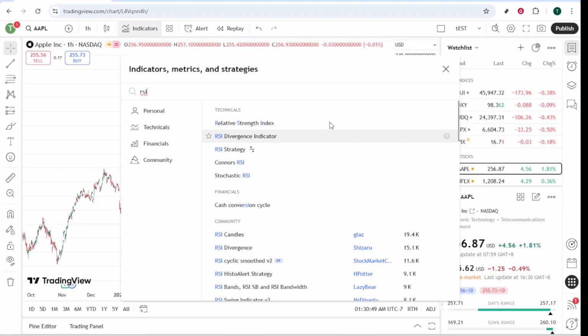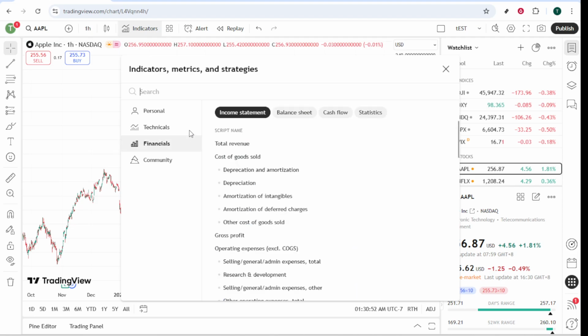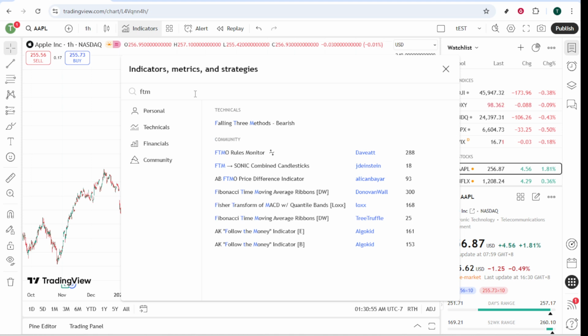Additionally, you'll want to apply some strategies from the TradingView community. A specific one to highlight is the FTMO Rules Monitor. Finding and applying this strategy helps you track your progress and ensures that you are staying within the prop firm's guidelines. This is important because maintaining adherence to their rules is crucial to your success during the FTMO challenge or when you're managing an account.